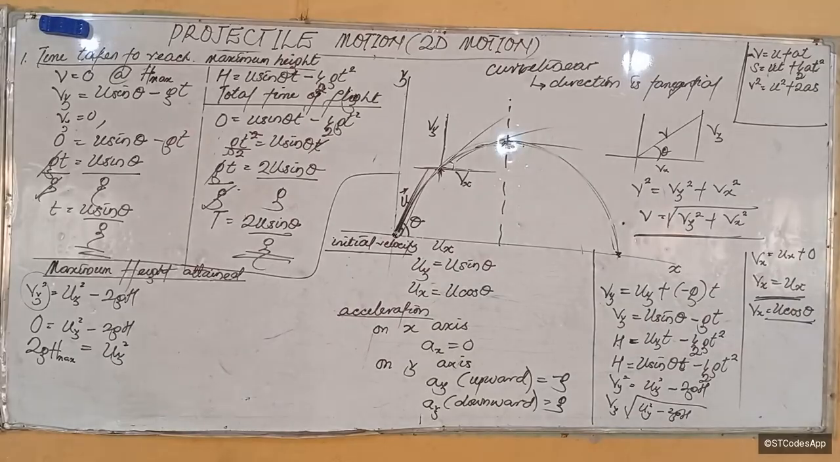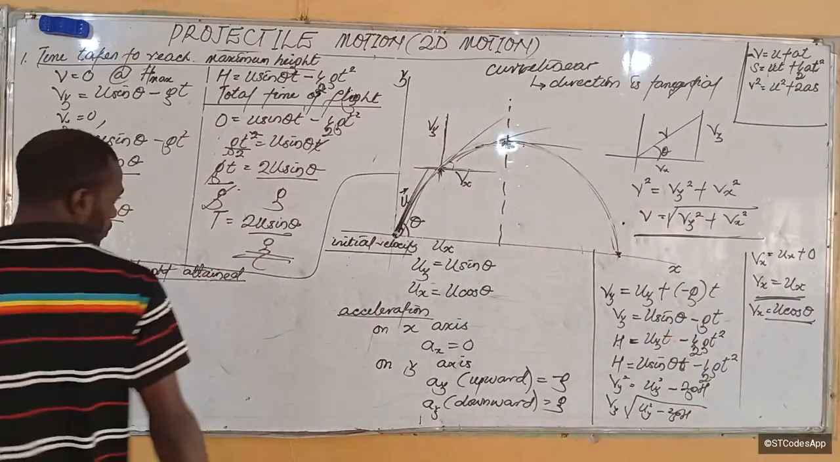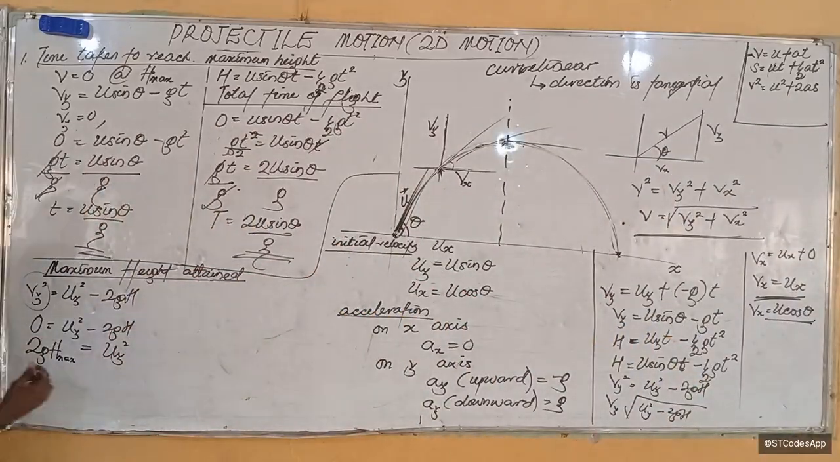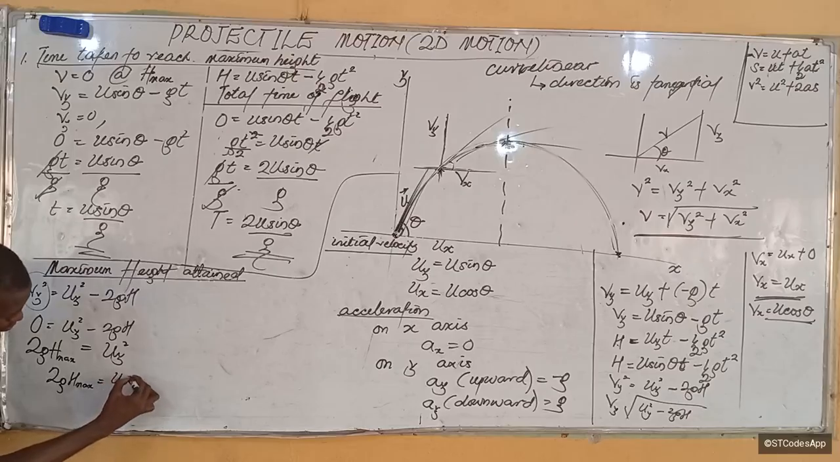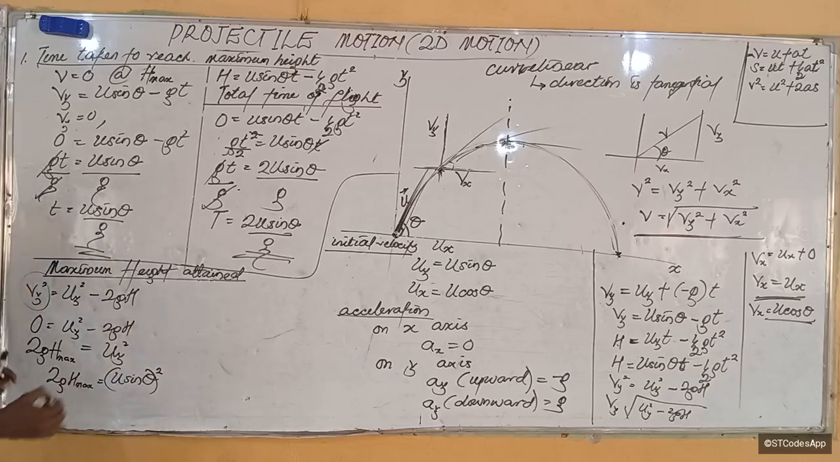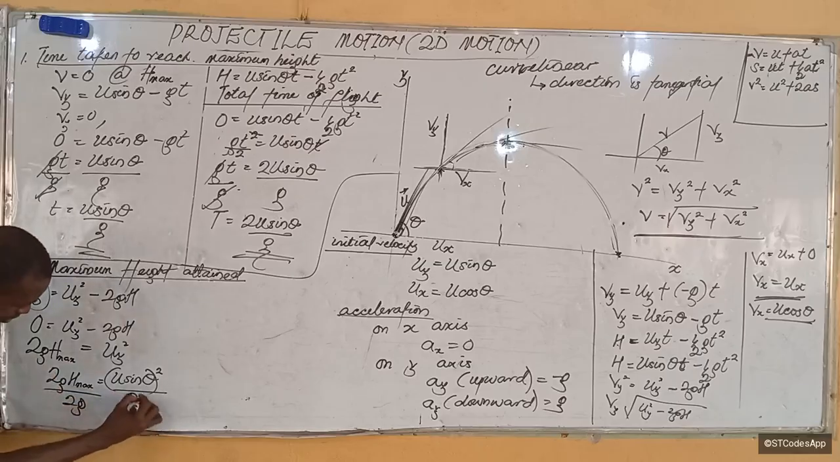Okay. So what is u sub y? U sub y is u sine theta. So we have 2gh max equal to u sine theta, that's u sub y, but it's now squared. So we square this also. Then divide both sides by 2g to get the formula for h max.